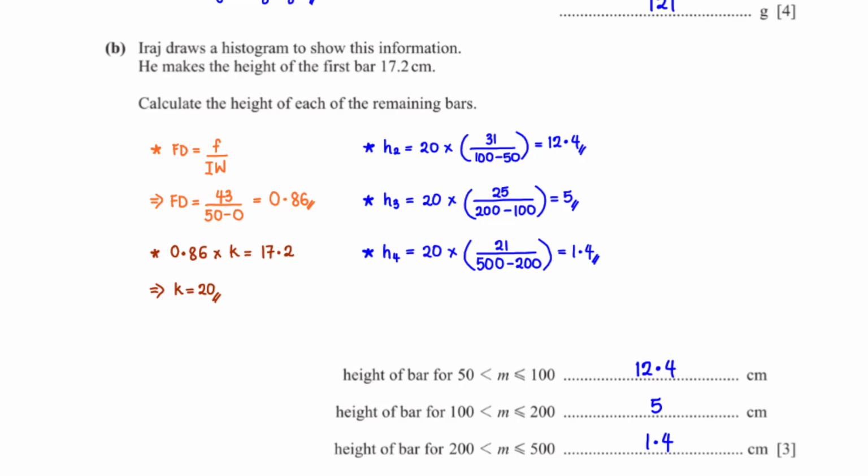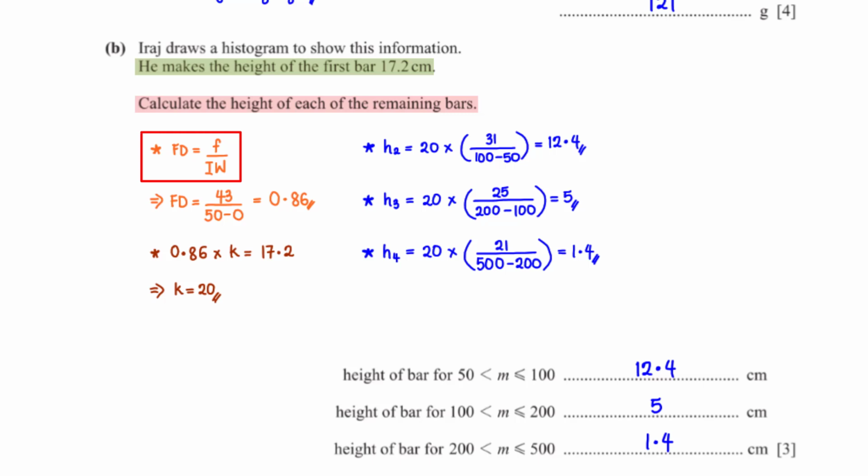Iraj draws a histogram to show this information. He makes the height of the first bar 17.2 centimeters. Calculate the height of each of the remaining bars. The height of a bar on a histogram is determined by its frequency density. Here is the formula for finding the frequency density.